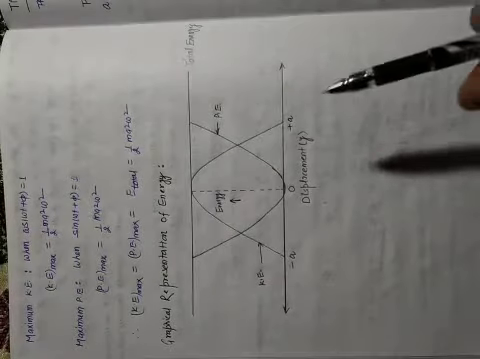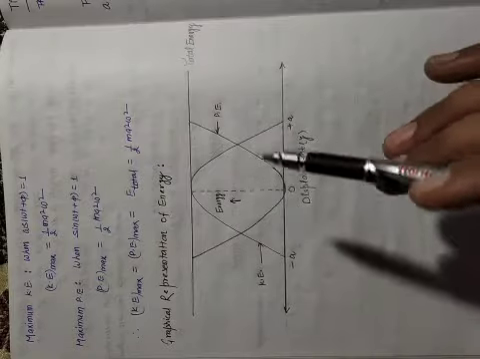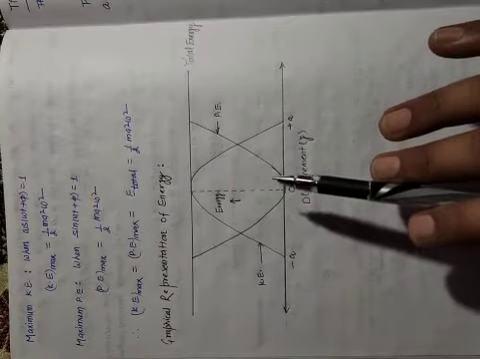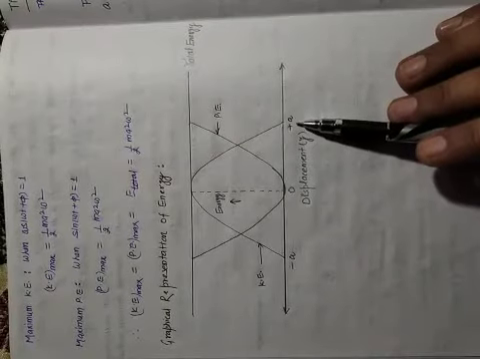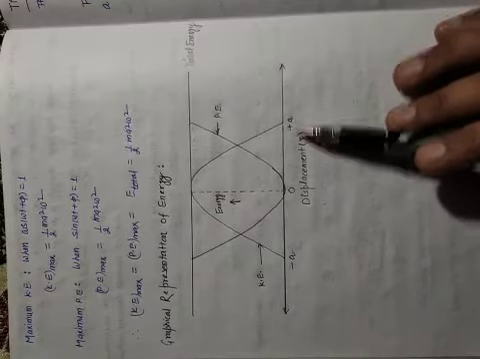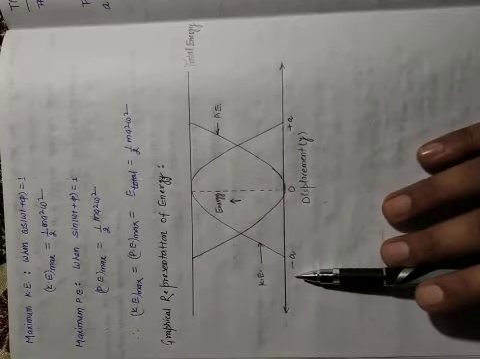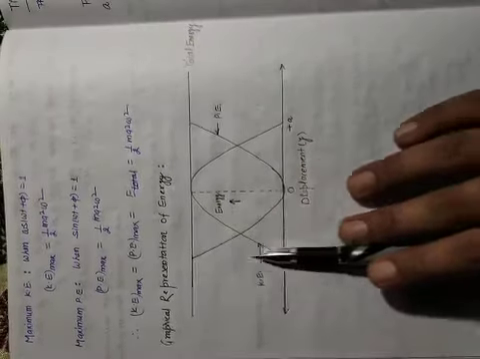The reverse of this is true for potential energy. That is, when the displacement is maximum, either on the positive side or on the negative side, the potential energy is maximum.